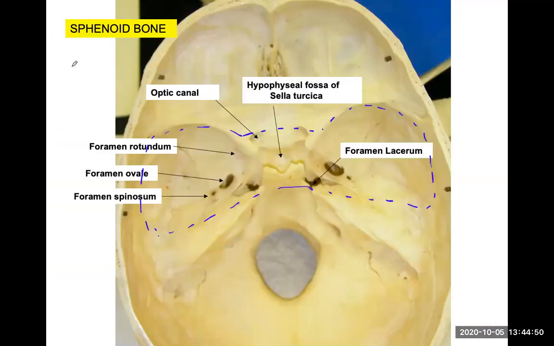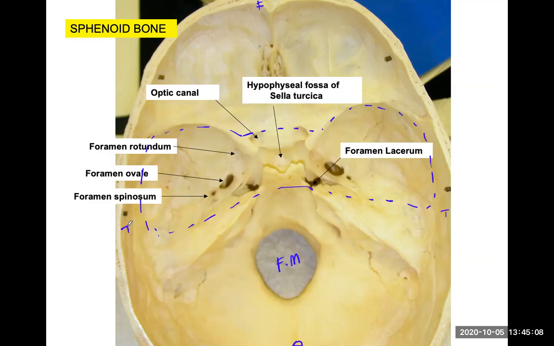So this is your foramen magnum, right? Where your spinal cord comes in, which means this is the occipital bone in the back. Up here is your frontal bone. And on the side, we have our temporal bone.